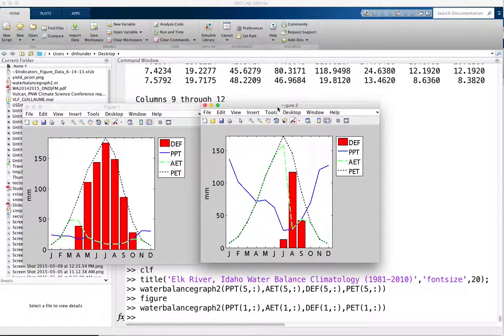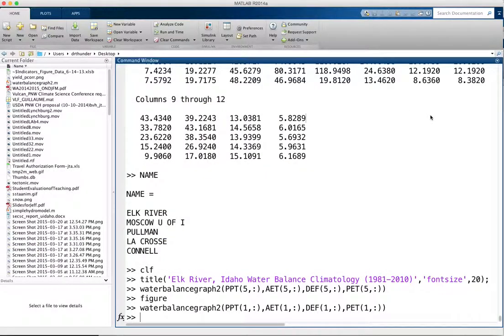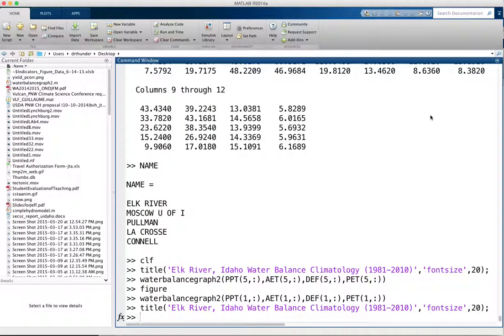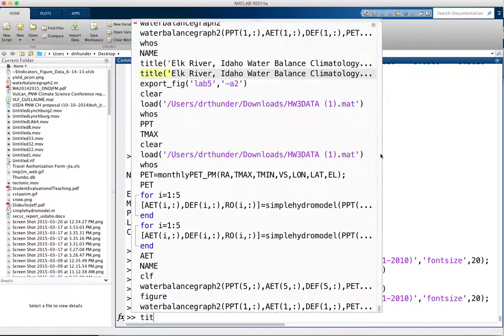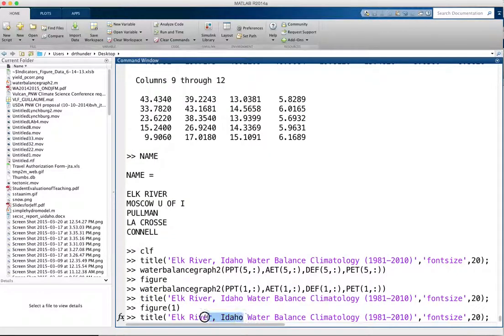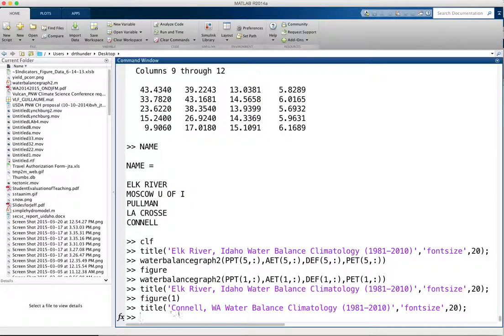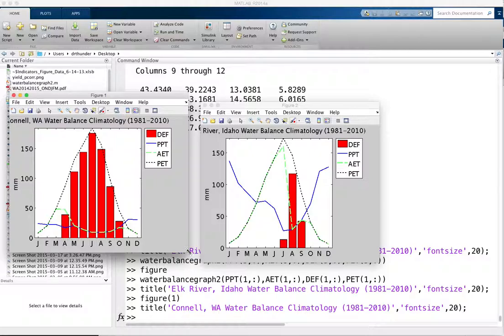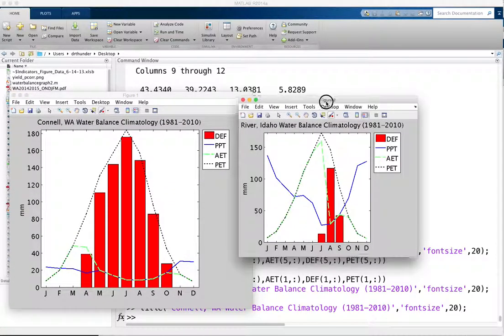stations. It's probably a good idea here to put a title on the graph. So that second plot I'll title as Elk River. The first figure I will title as Connell, Washington. Okay, and then we can take a look at those two figures side by side. Okay, let's make it a bit bigger. There we go.